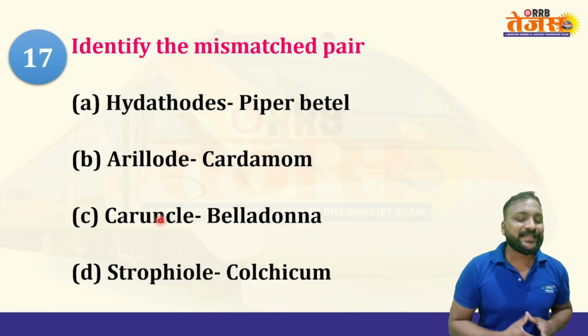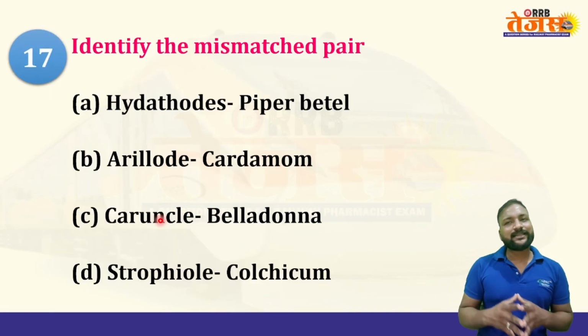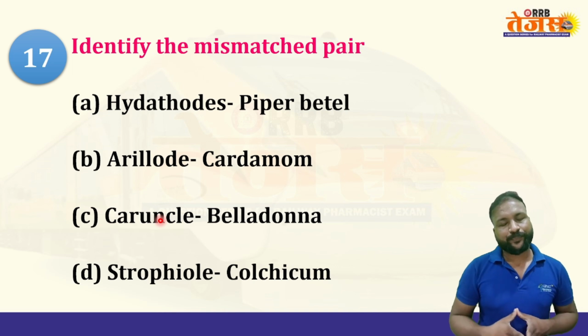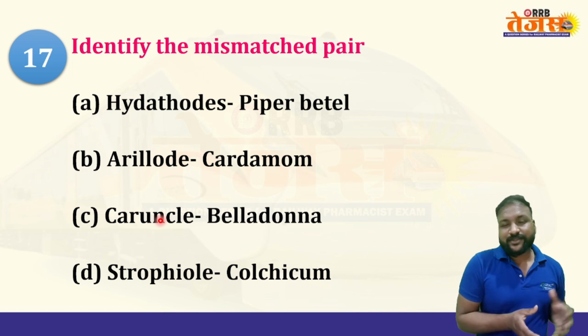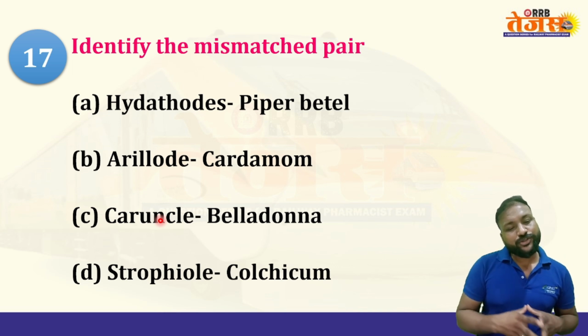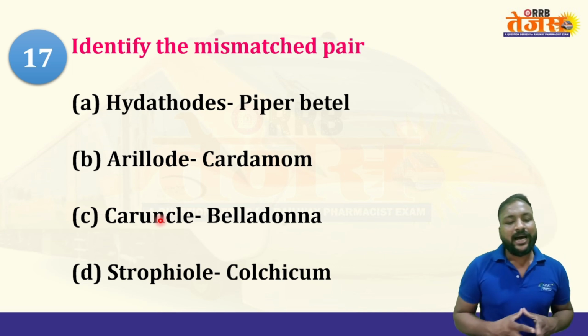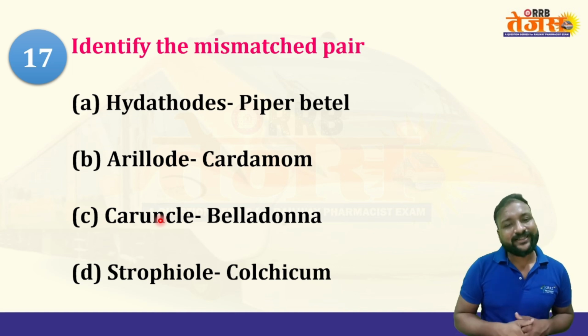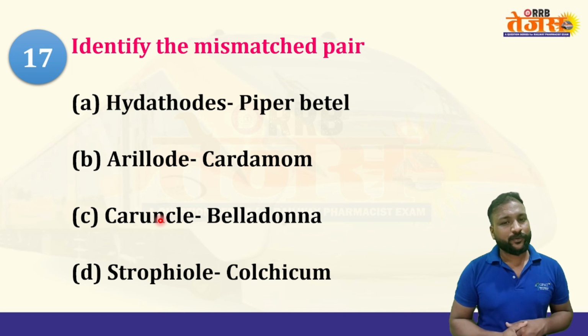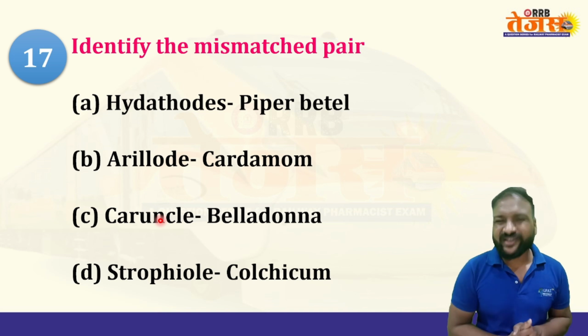Next question in this series. In this pharmacist examination, sometimes the question pattern will be changed to this type. Identify the mismatched pair. They ask you to identify the mismatched pair. Okay, they are asking what is wrong here.